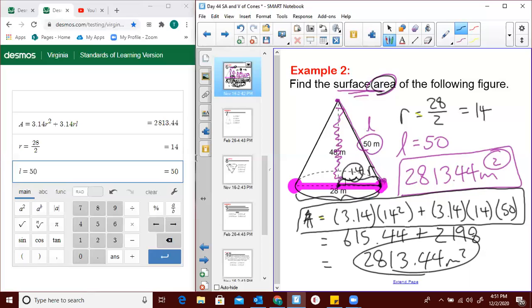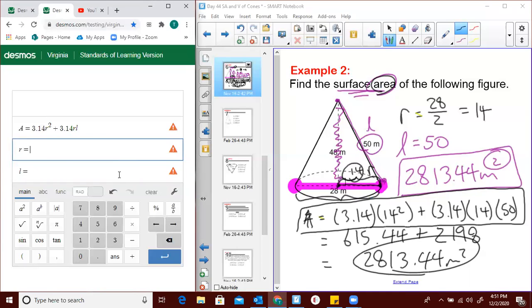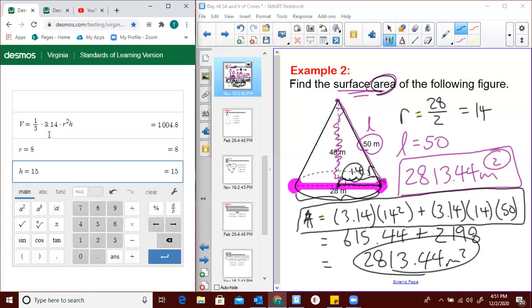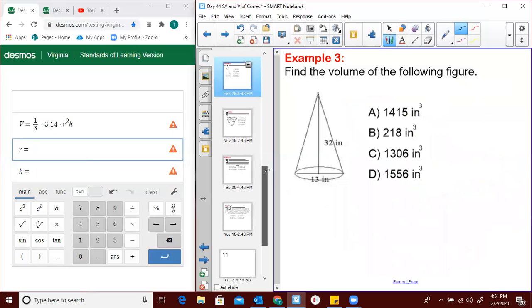All right, so the rest of this is just pretty quick. Make sure you clear out your Desmos, but do not delete these formulas. Do not delete, because we're going to use them for the next 4 questions. All right, so we are looking for the volume of a figure. We know we're looking for volume, we're looking for radius, and we're looking for our height.